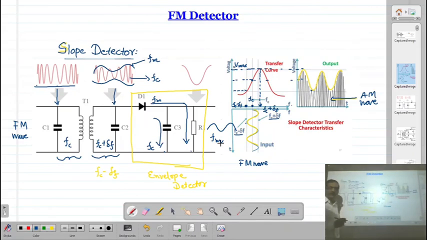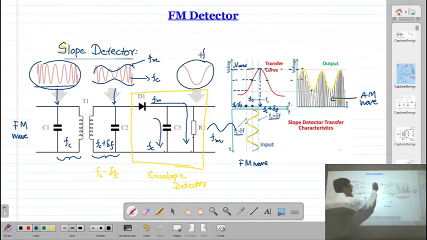It is our information. So at the input of the detector, we have this kind of FM wave, and in the output we have only the modulating signal. So here we use either this slope of this resonance curve, or this slope of the resonance curve, which converts your frequency variation into a voltage variation. This is the basic principle of a slope detector circuit.